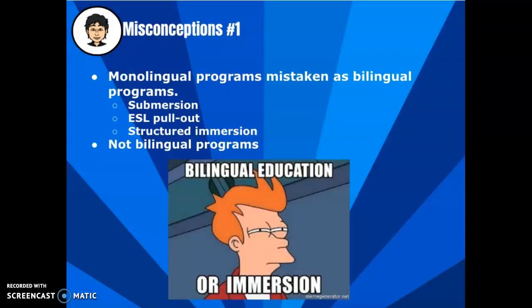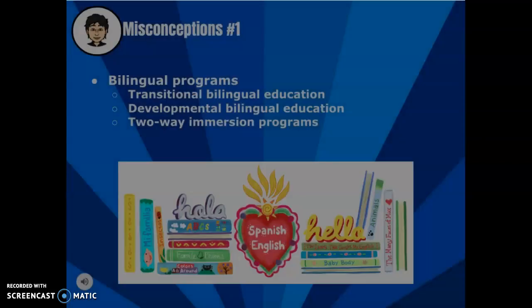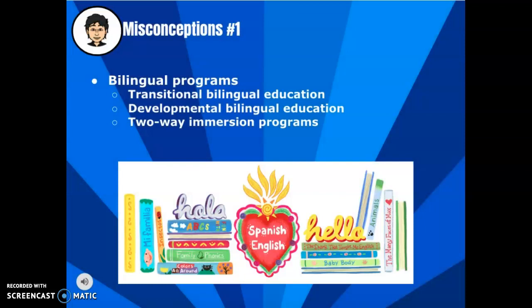Also, many monolingual programs were mistaken as bilingual programs because they were created for students who were English language learners. These programs included submersion with ESL pullout, and structured immersion. Bilingual programs such as traditional bilingual education, developmental bilingual education, and two-way immersion programs exist that satisfy the definition of bilingual education, but are not used in most states.